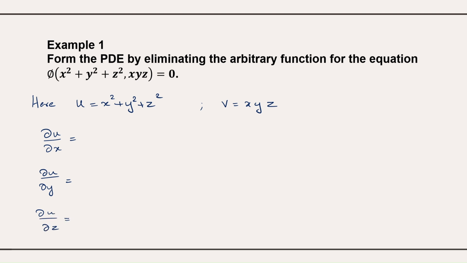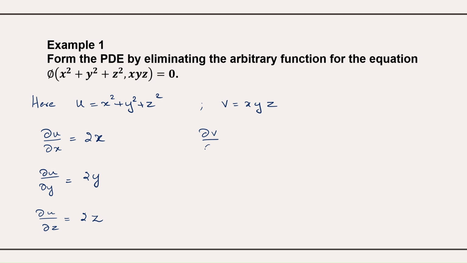In this method, we have to consider x, y and z, all three variables, as independent variables, whereas in the previous method 1, z is a dependent variable and x and y are treated as independent variables. Whereas in method 2, we have to consider x, y and z all as independent variables. Since all three are independent variables, dou u by dou x is nothing but 2x, this is 2y and this is 2z.